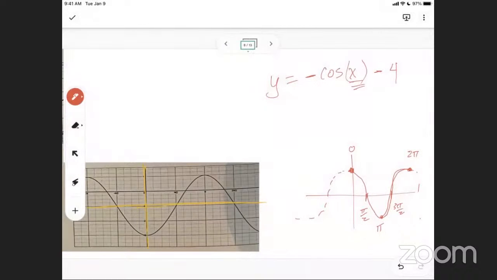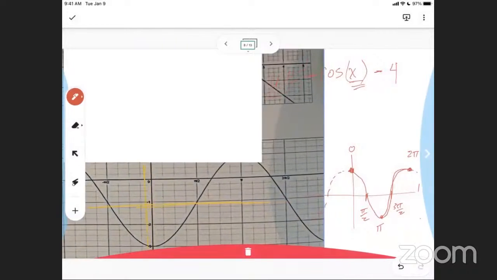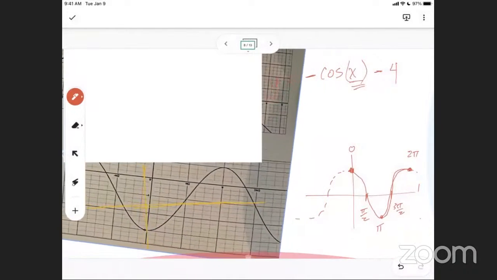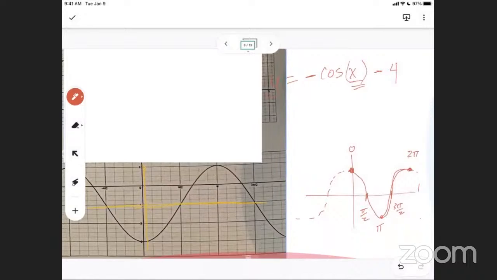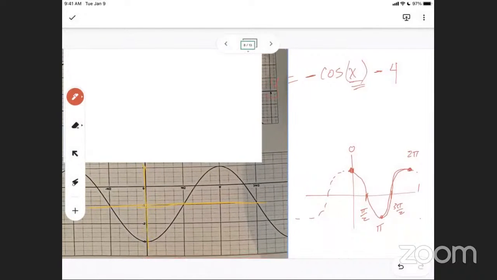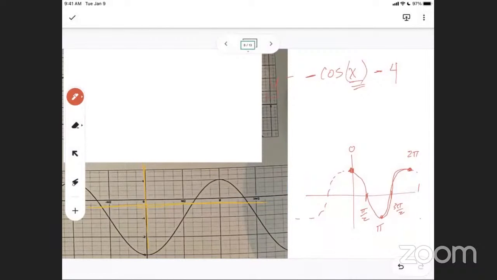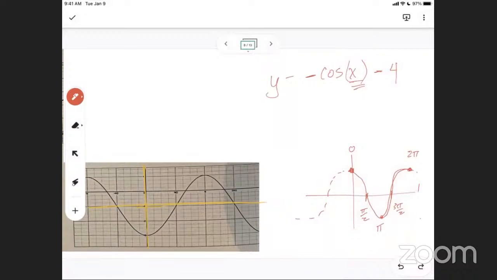Oh, wait a minute. The amplitude is different. Dang it. Actually, I can't even see what this is. Oh, you know what? My bad. That's not 4. That's 1. Do you see that? So it would not be minus 4. It would be minus 1.